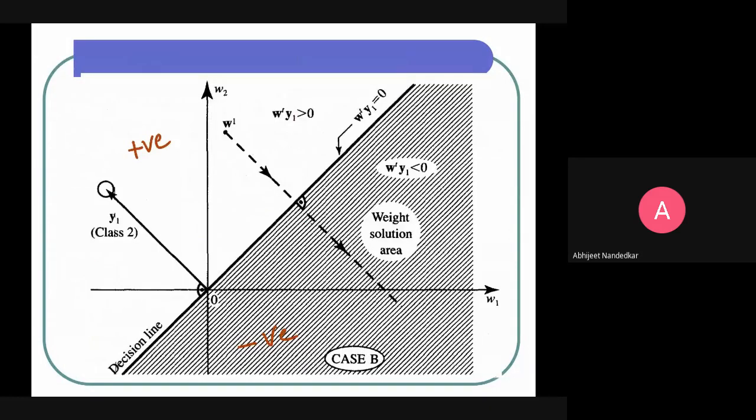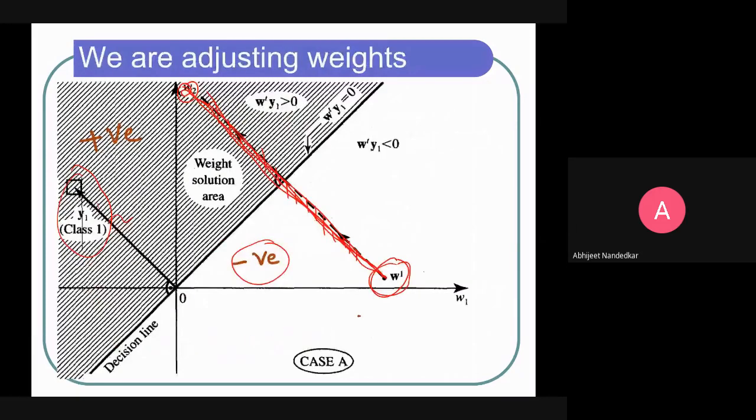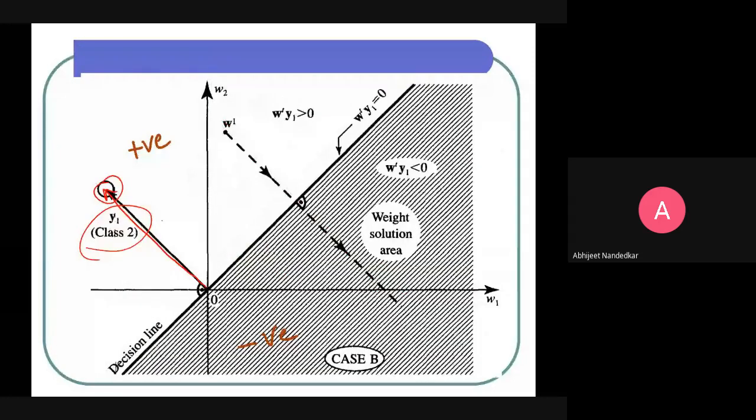Now the case is different here. In the second case, this is my pattern, but it now belongs to class 2. Earlier it was belonging to class 1. Now it belongs to class 2. That means the desired response for class 2 is -1. Now you see that you are here. Your initial guess is here. In this case, suppose you applied your first pattern, that is y1, which belongs to say class 2.